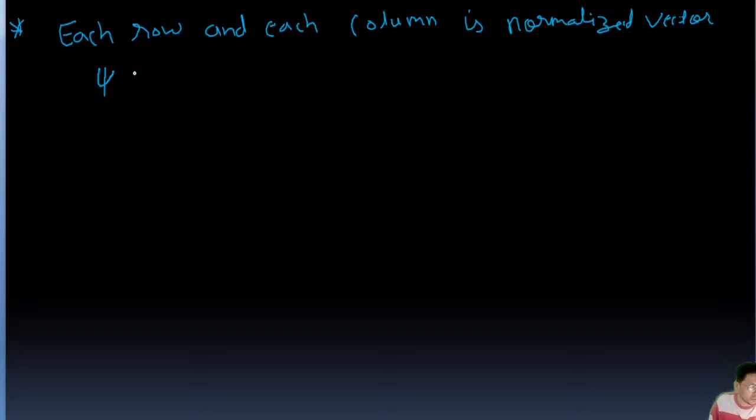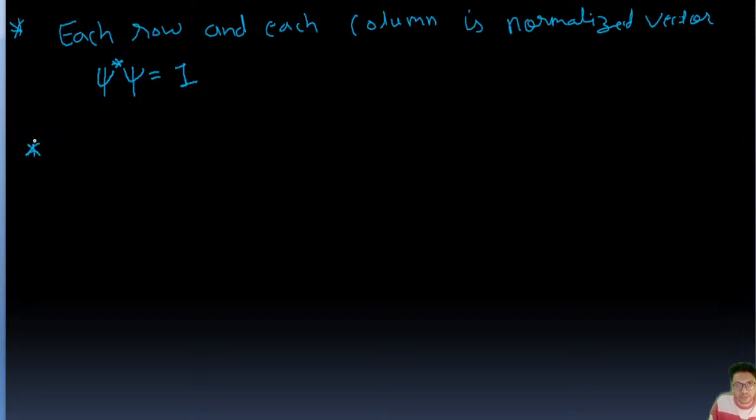Each row and each column is a normalized vector. Okay, so psi star psi is going to be 1. Each row and each column is a normalized vector, where psi is one row or column, either row or column. So psi star psi is going to be 1. That is called a normalized vector.